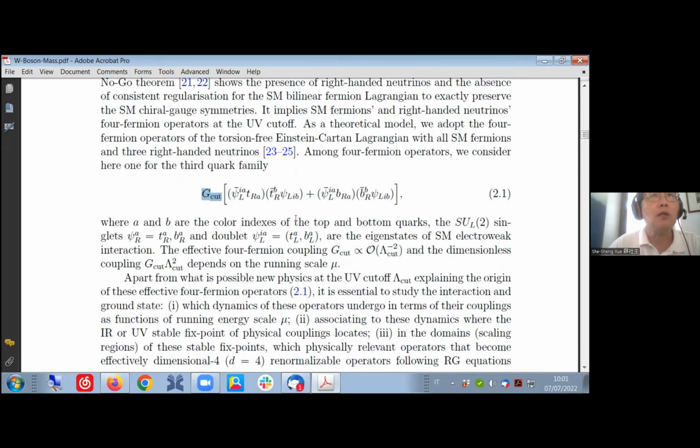What we need is the ground state. Where is the ground state, where you realize this Lagrangian? Normally people just take it and make calculations, but this is far from enough. So we have the Lagrangian, and we need to know what the ground state is. Or from the theoretical point of view, we need to know where the scaling domain is for the reality, for the world.